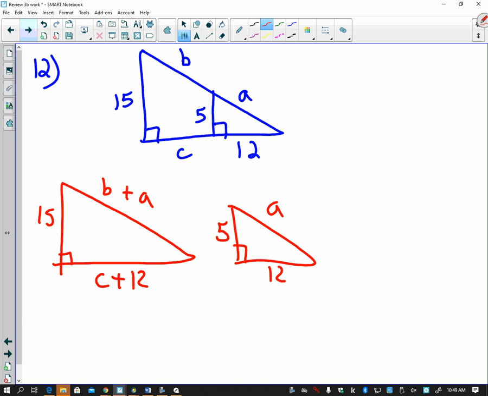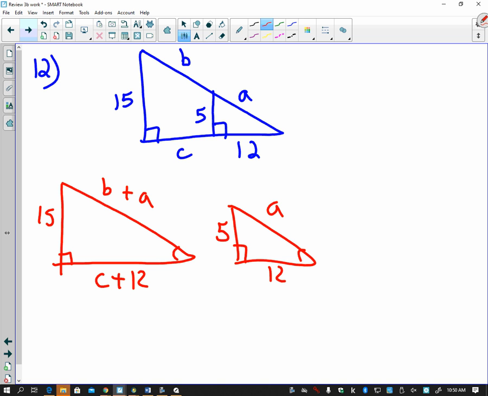Now, they're similar right triangles because of the angle-angle similarity postulate, right? They both have this right angle, and this angle right here is shared, meaning the reflexive axiom of that angle. So that means that their third angle, by definition, is the same. So angle-angle, the similarity postulate. So triangles that are similar are proportional.